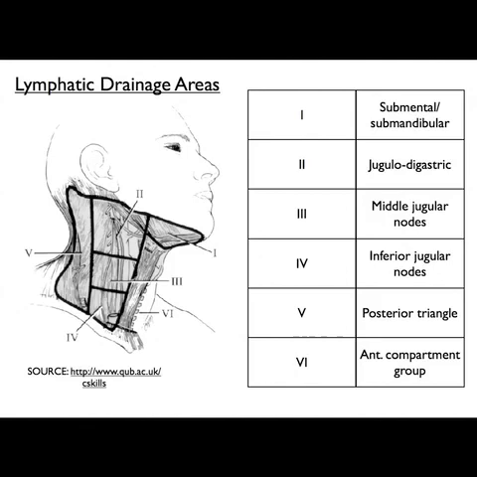Four, the inferior jugular nodes. And these together form part of the anterior nodes. Five is the posterior triangle nodes, and six is marked as the front line or the midline anterior compartment group.